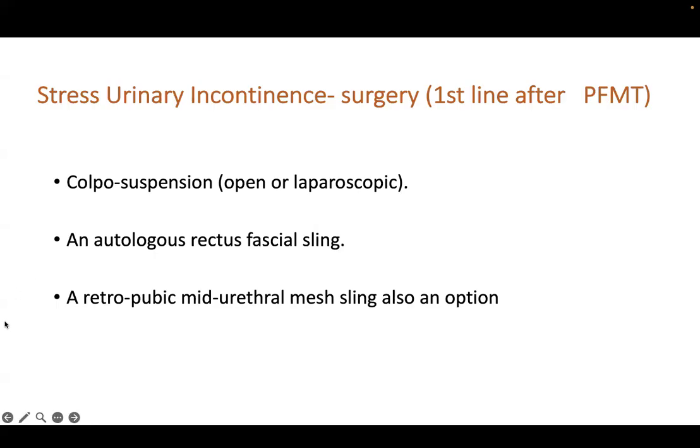And the surgeries are colposuspension, fascial sling, and mesh, that is retropubic mid-urethral mesh sling. So what is the first choice of surgery? There is still controversy. Till now, the colposuspension is the gold standard. Then autologous fascial sling, and lastly, retropubic mid-urethral sling. Though the sling operation is very popular, due to mesh complications, this operation is now banned in UK.